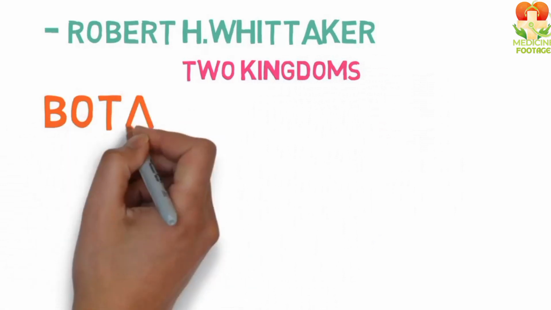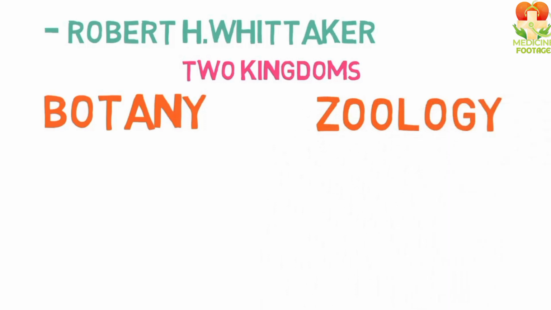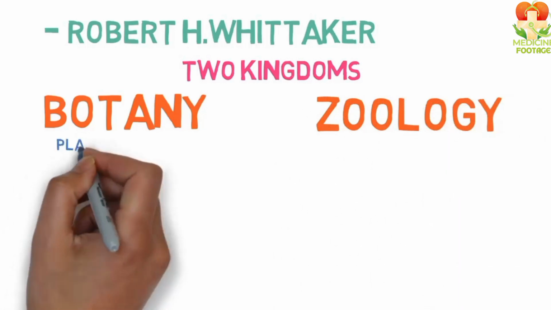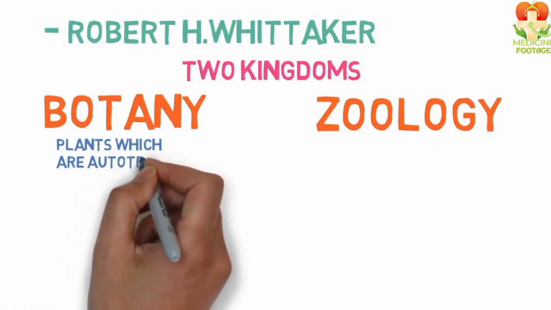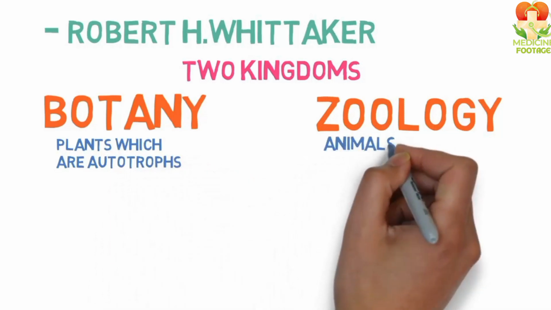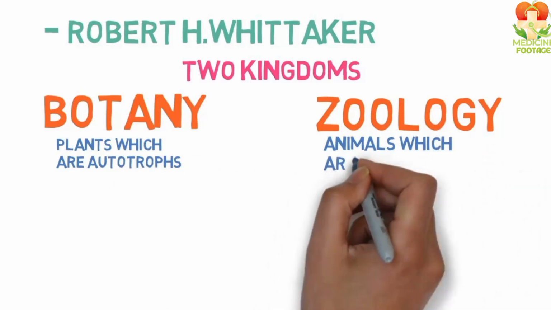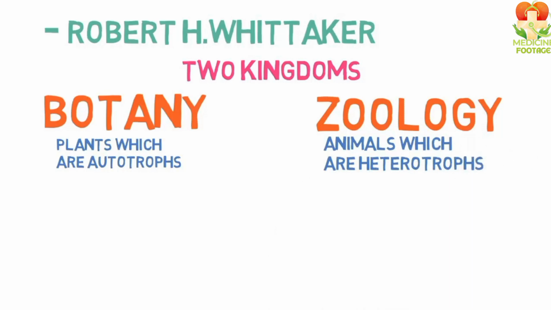The study of the plant kingdom is called botany, and the study of the animal kingdom is called zoology. The plant kingdom, which includes plants, consists of autotrophs. The animal kingdom, which includes animals, consists of heterotrophs. Autotrophs are organisms that can make their own food in the presence of sunlight, unlike heterotrophs, which cannot do this.